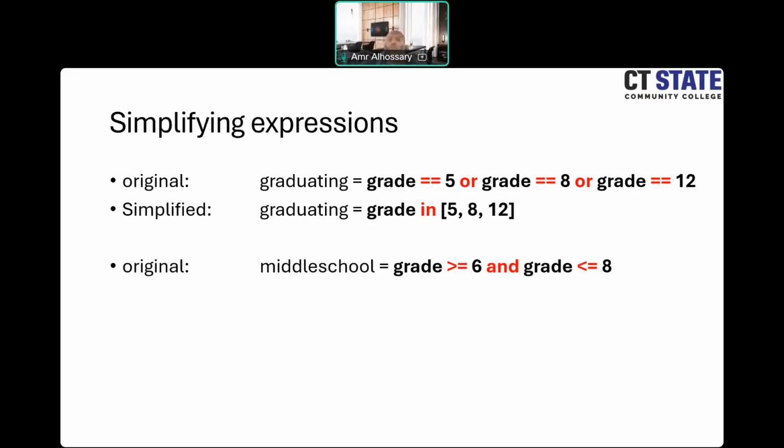Another form. A student is in a middle school if his grade is greater than or equal to 6 and less than or equal to 8.